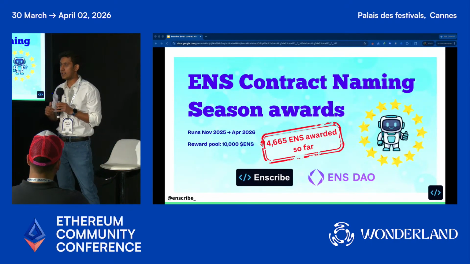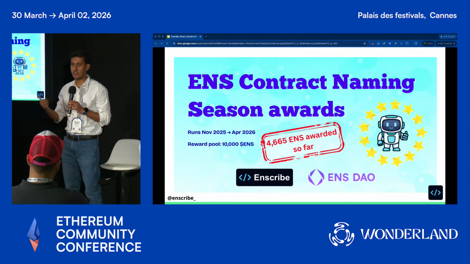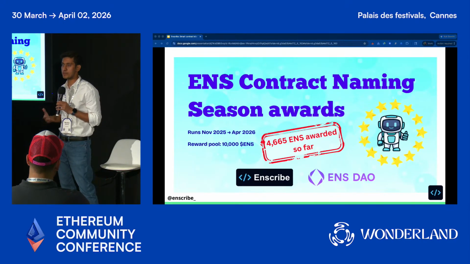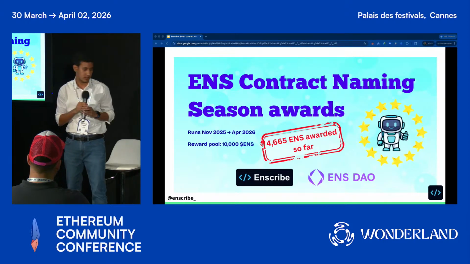So we had this contract naming season with ENS DAO, and we distributed over 4.5K ENS tokens to developers and protocols to spread awareness and even start an initiative and adoption of smart contract naming. So it is still going on. You can go to Enscribe and name some contracts.